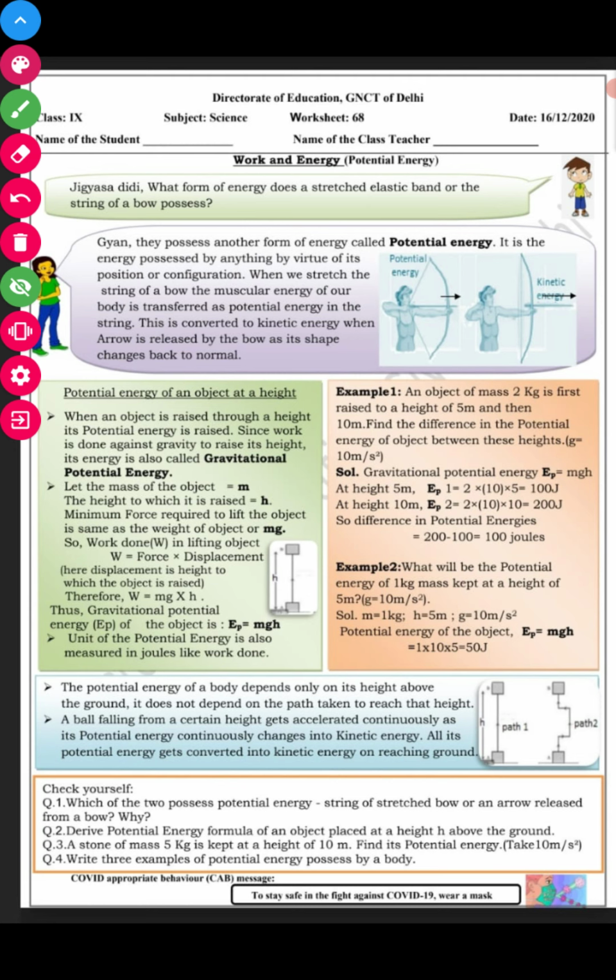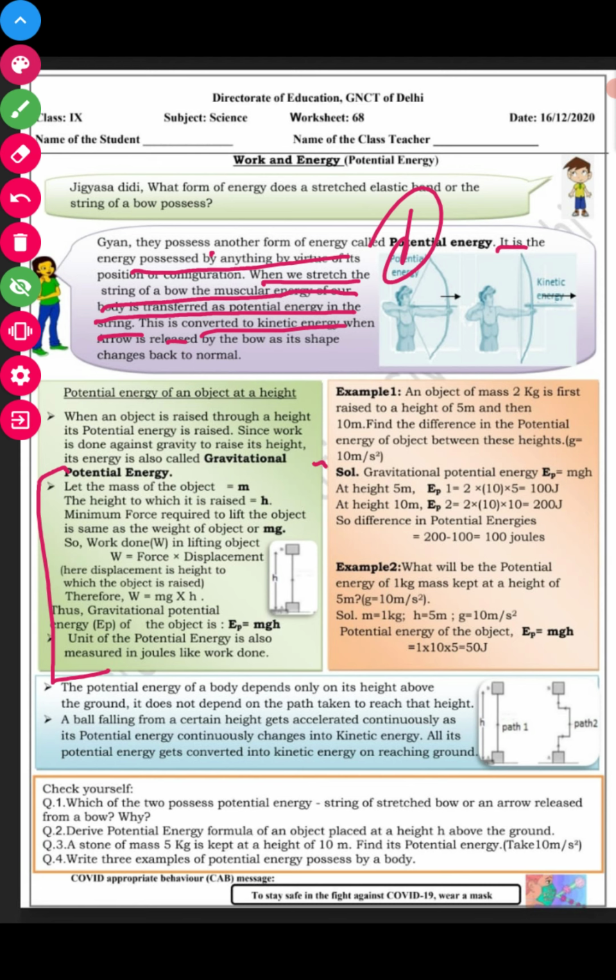Let's do a practice exercise. First question: which of the two possesses potential energy, the string of a stretched bow or an arrow released from the bow? You can write the answer from here. When we stretch the string of a bow, muscular energy is converted into potential energy, so this is the answer to your first question. Second, derive the potential energy above the ground, so you have to write this in the answer to the second question.